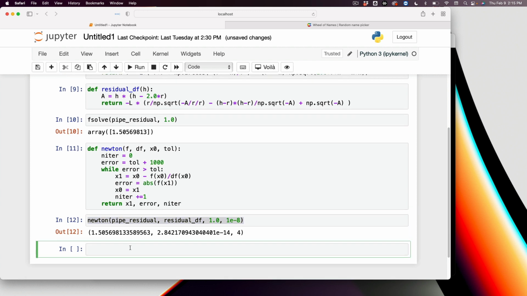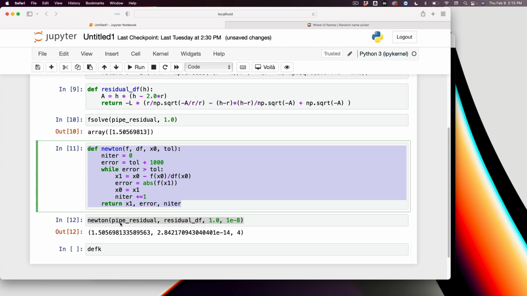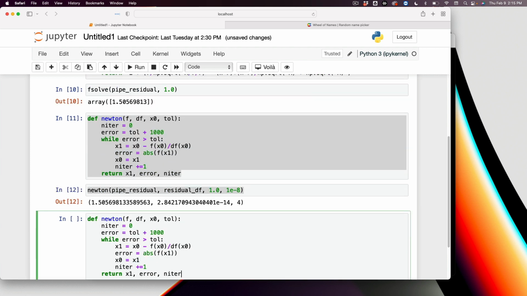And you know what? Let's do the other way. Let's do it without a df. Actually, I'm just going to copy everything here. I'm going to do def Newton 2. In this case, I don't need a derivative anymore, because we're going to evaluate the derivative internally. We're going to approximate it internally. Everything else here is the same.